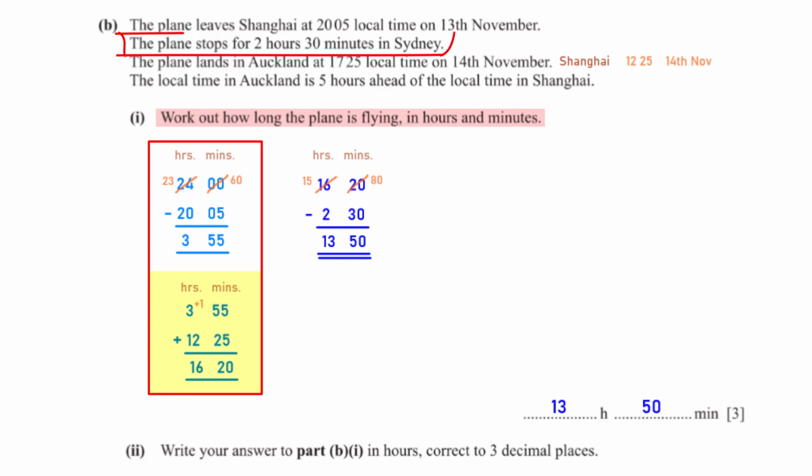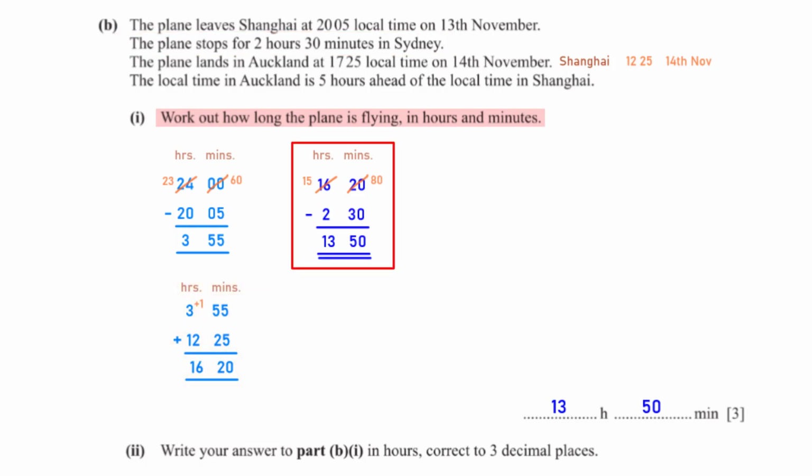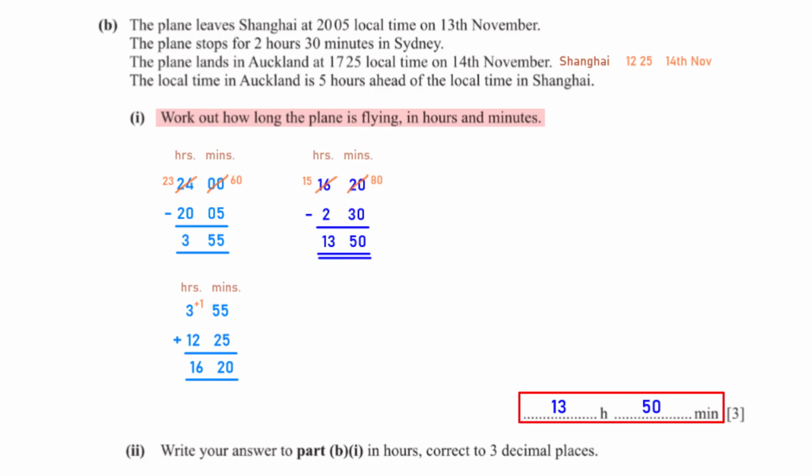But out of this, we know that the plane stopped for 2 hours 30 minutes. So to get the time duration for flying alone, we subtract 2 hours 30 minutes from 16 hours 20 minutes. Under the minutes column, we can't subtract 30 from 20, so we get 1 hour from the hour column, which becomes 60 minutes under the minutes column. So we have 80 minutes. So 80 minus 30 is 50. Under the hour column, 15 minus 2 is 13. So we have 13 hours, 50 minutes.